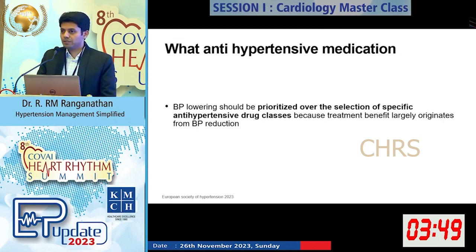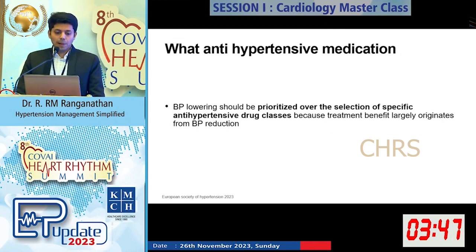So what antihypertensive medication do we start with? According to the latest recommendations, BP lowering is prioritized over selection of specific antihypertensive drug classes. That is, reduction is more important over selection. So whatever drug you may use, our goal is to reduce the blood pressure. Whatever drug it may be, reduction of blood pressure results in better cardiovascular outcomes.